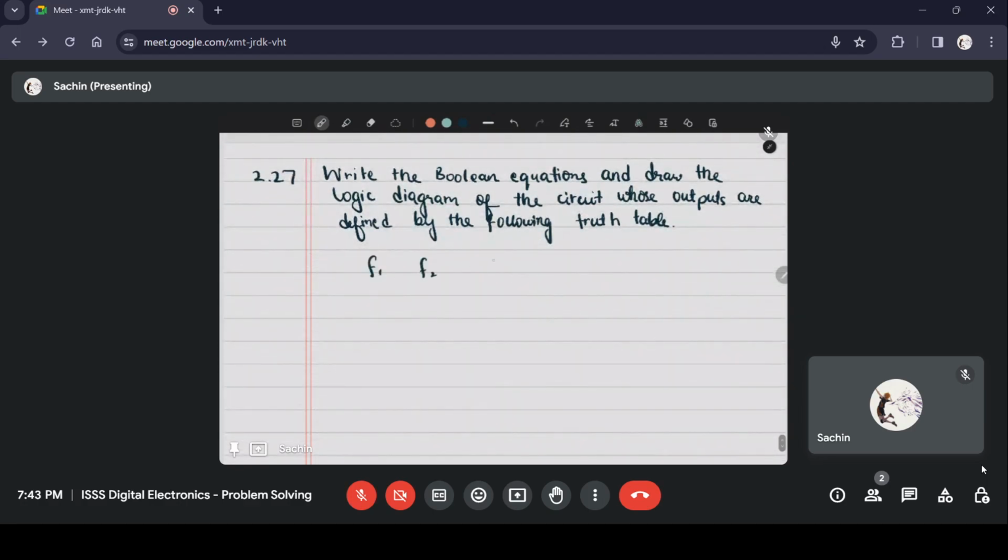F1 F2, ABC. 0 0 0, both are 1. 0 0 1, it's 0 and 1. 0 1 0, 1 and 0. 0 1 1 will give 1 and 1. 1 0 0 will give you 1 0. 1 0 1 will give you 0 1. 1 1 1 will give you 1 0.